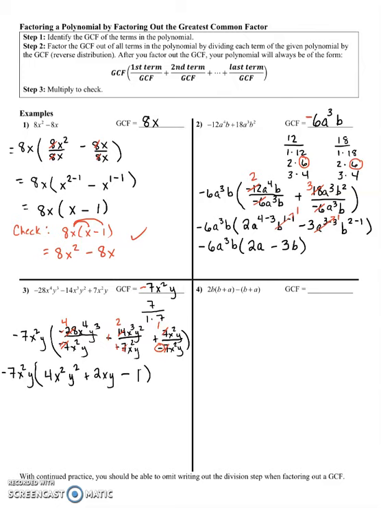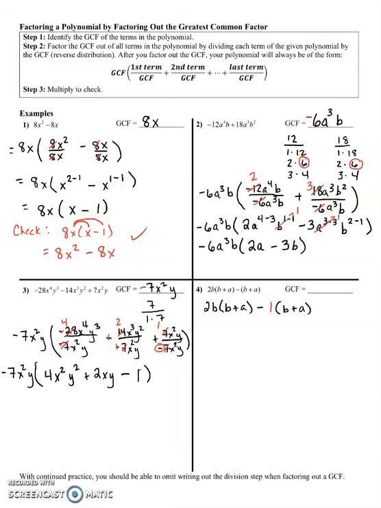Okay, let's look at number 4. This one's a little bit different. So if we look at the 2b, it's multiplied by a b plus a. And then we're subtracting a b plus a. So if you think about this, remember, we can always write a 1 in front of anything. So we're going to put a 1 in front of that b plus a.